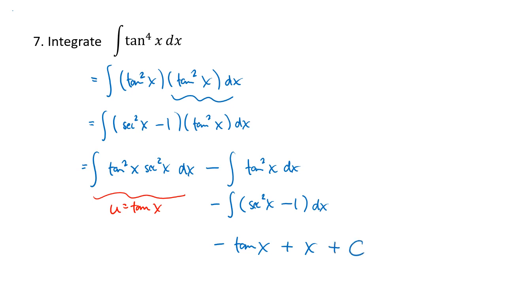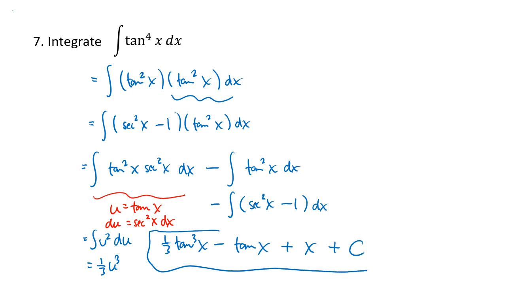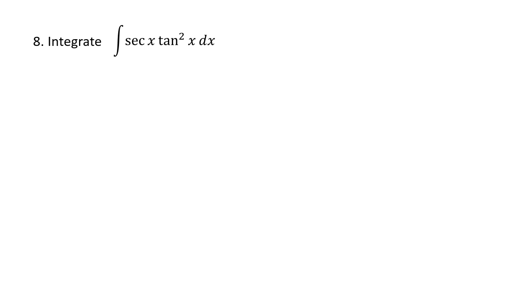So what about this first integral? Well, if u is tangent of x, then du is secant squared of x. So this is just the integral of u squared du. That's going to be 1/3 u cubed. And so that's going to be 1/3 tangent cubed plus all that other stuff. So that's my answer for this one. All right, what about this last one here?